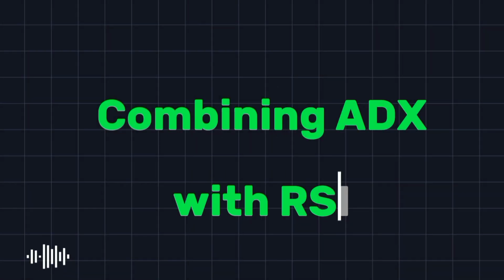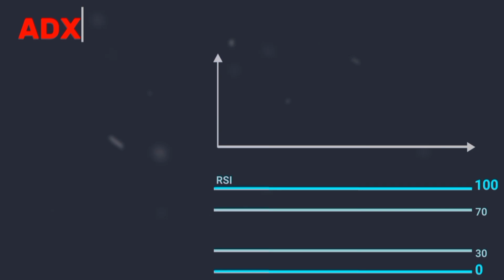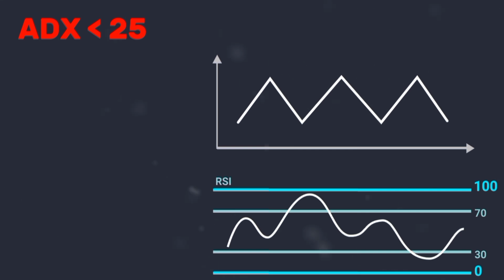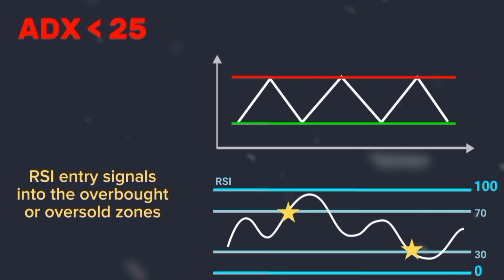Combining ADX with RSI. ADX below 25. When ADX is below 25, the market is ranging, not trending. In this case, RSI entry signals into the overbought or oversold zones can be relied upon for potential reversals, as price is more likely to move within a range. ADX between 25 and 40.